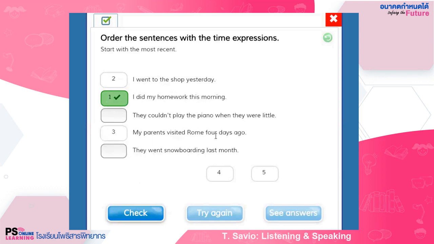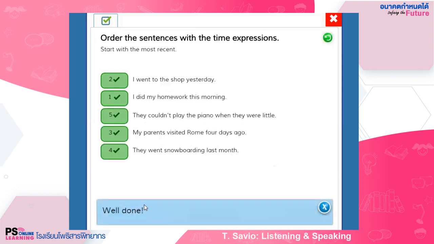My parents visited Rome 4 days ago. Number 4. They went snowboarding last month. And number 5. They couldn't play the piano when they were little. All right, let's check. Well done. So we can understand our time expressions.